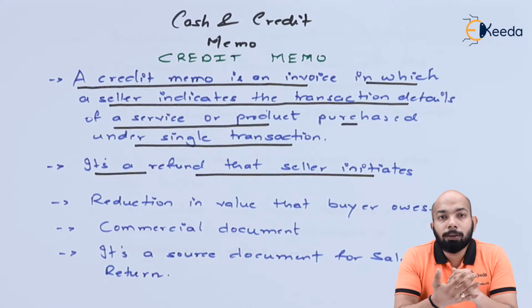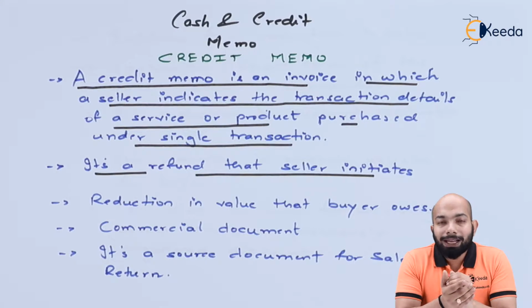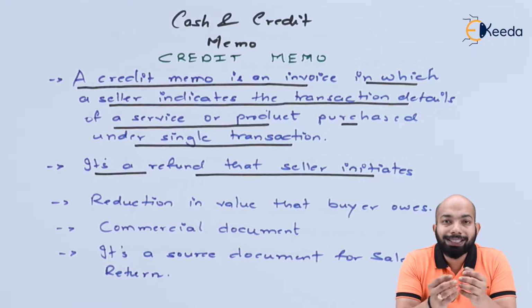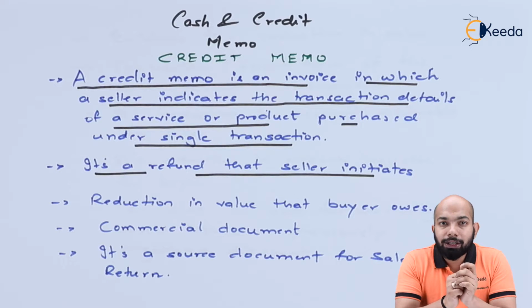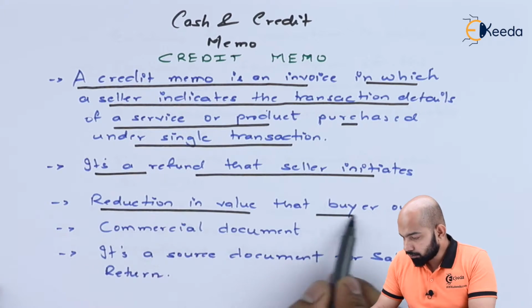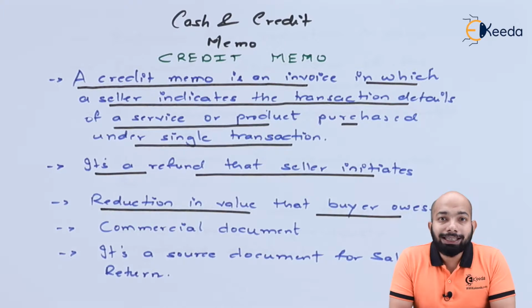The reason why I'm talking about different ways is because there is no one single way to issue a credit note by the seller to the buyer. The reason being, there are different ways today in which we can make a settlement with the buyer for any kind of defective goods that he has brought to our notice. Now when we talk about a refund, this is ideally initiated by the seller. Let's figure out the next point. It is a reduction in the value that the buyer owes.